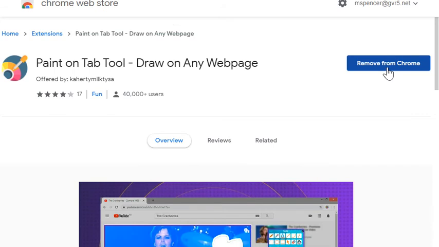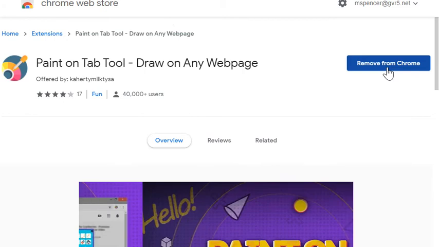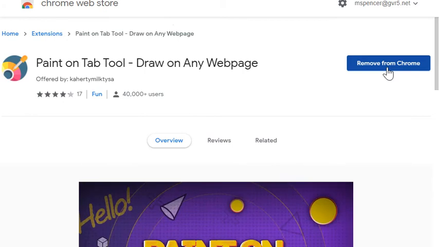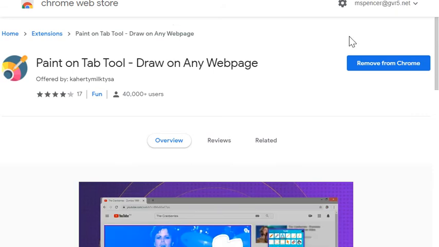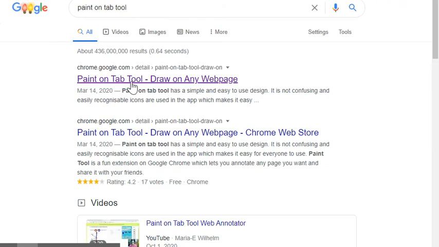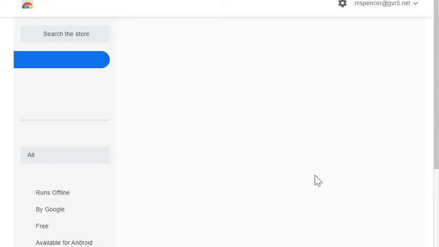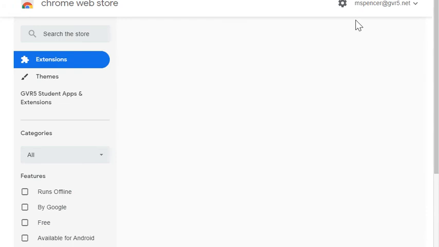Yay! They granted you permission. I asked them to give you permission. Let's go ahead and add that extension because it becomes really handy in your breakout rooms. So again, it's called Paint on Tab tool. You should be able to click on the first thing that pops up, which is right there. Click on that. It's going to take you to the store, and then you can add your extension.